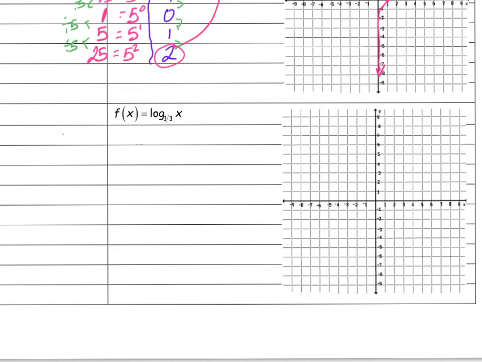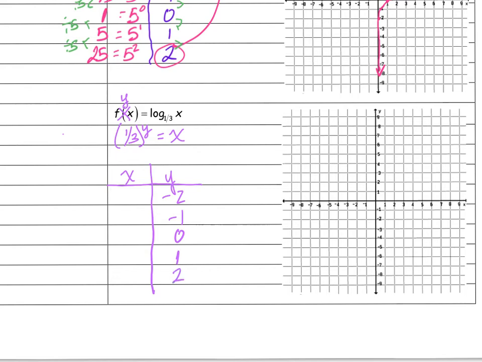I don't like it as a logarithm, so I'm going to rewrite it as an exponential. So I have, this is y. So I have 1/3 to the y equals x. Okay, so I'm going to do a table just like what I did. And I have my x values and I have my y values. And I have -2, -1, 0, 1, and 2. And I'm going to choose the same easy values.